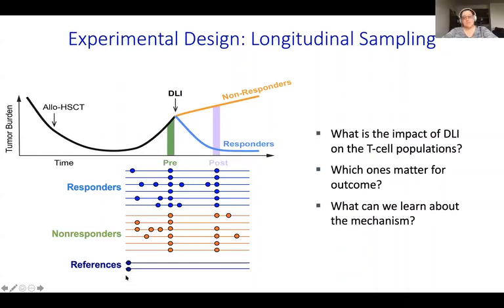And for a reference, and this was actually pretty important, at the beginning we used healthy bone marrow, but we realized that that's a really bad reference. So the reference we ended up correcting for is just patients that never relapsed. So patients that had received the transplant and stayed, happily in remission.